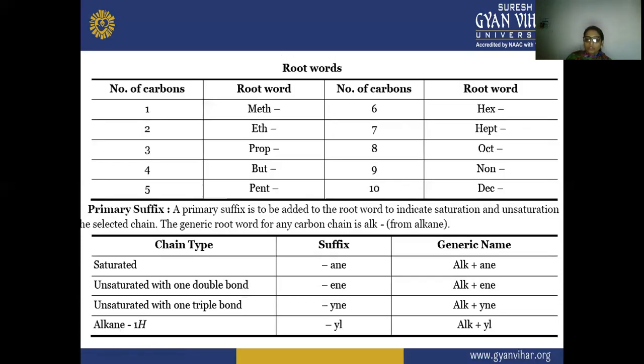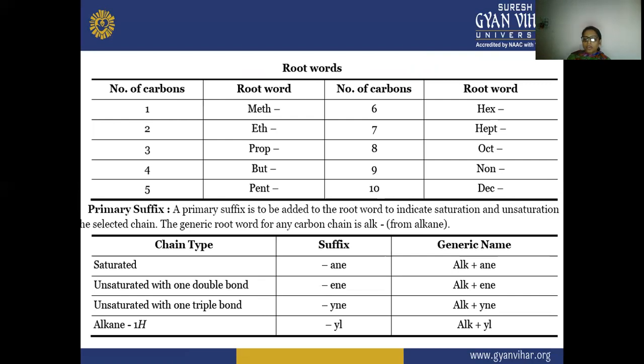Next is the root word. The root words for the number of carbons are here. For 1 carbon atom, the root word is meth. For 2 carbon atoms, eth. For 3 carbon atoms, prop. For 4 carbon atoms, but. For 5 carbon atoms, pen. For 6 carbon atoms, hex. For 7 carbon atoms, hept. For 8 carbon atoms, oct. 9, non, 10, dec.